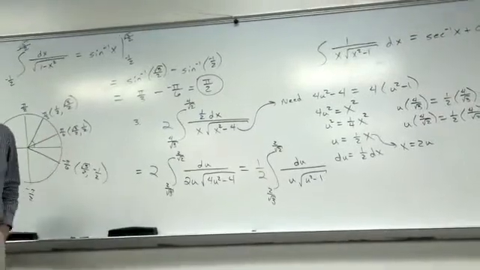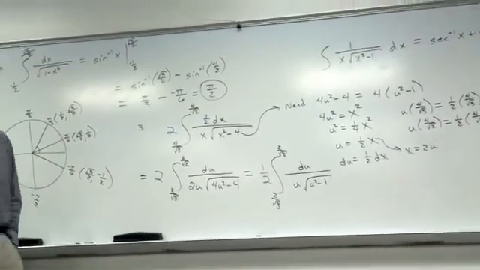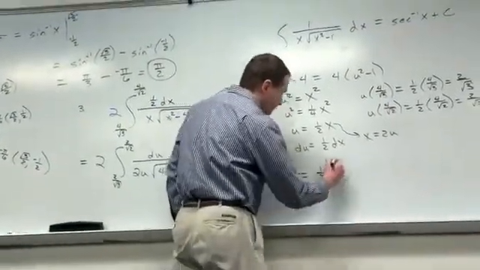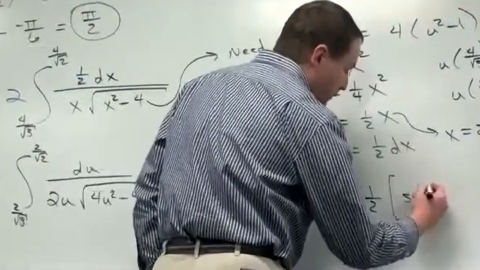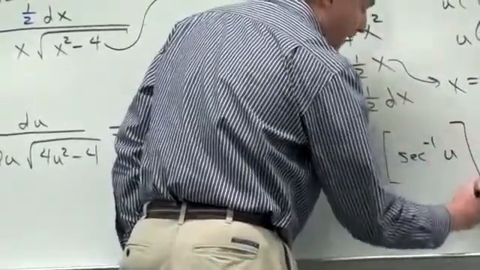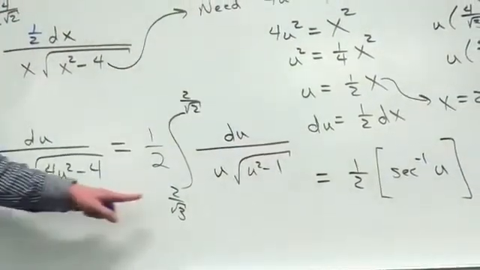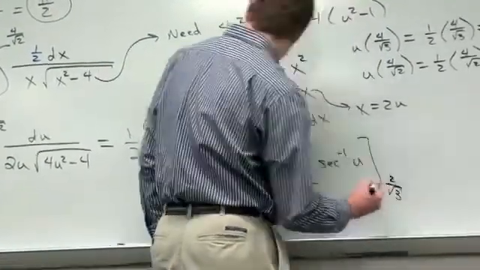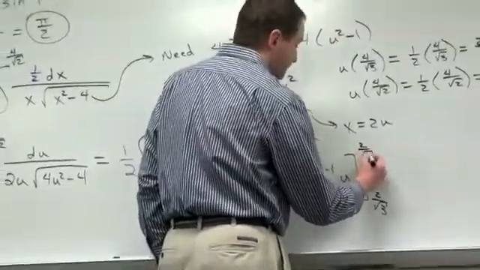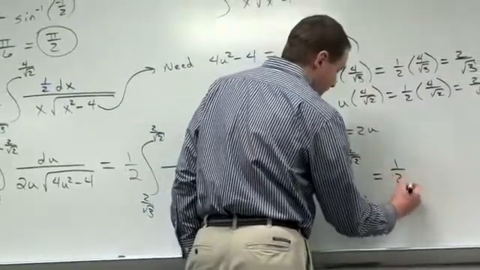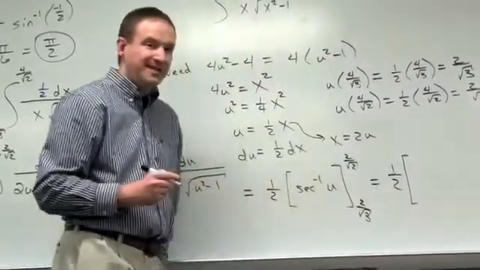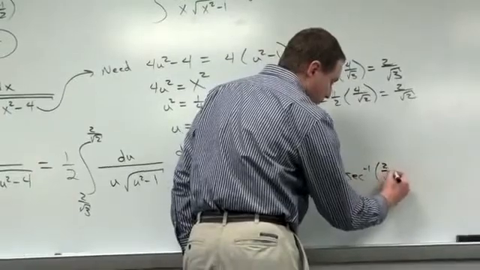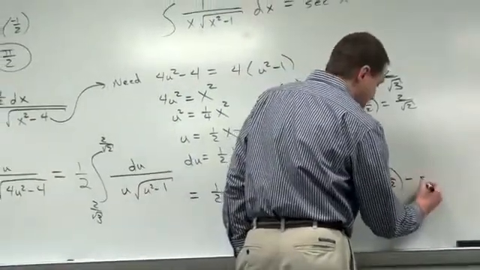So I can say, okay, my answer is going to be 1/2 the inverse secant of u, and I don't say plus c because I know it's going to be evaluated from 2 over the root of 3 up to 2 over the root of 2. We say, okay, this is going to be 1/2 the inverse secant of 2 over the root of 2 minus the inverse secant of 2 over the root of 3.